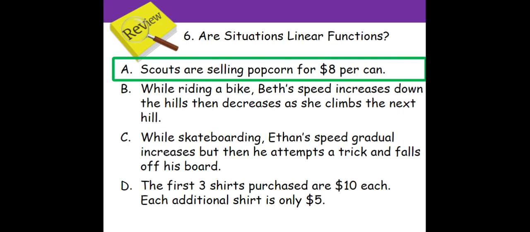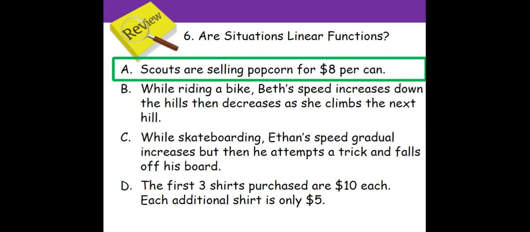While riding a bike, Beth's speed increases down the hill, then decreases as she climbs the next. Of course, that is not linear. That is not a straight line. While skateboarding, Ethan's speed gradually increases, but then he attempts a trick and falls off his board. Again, not a straight line.